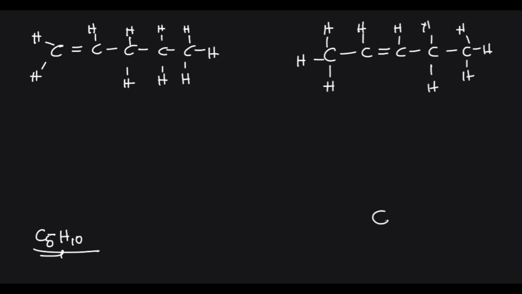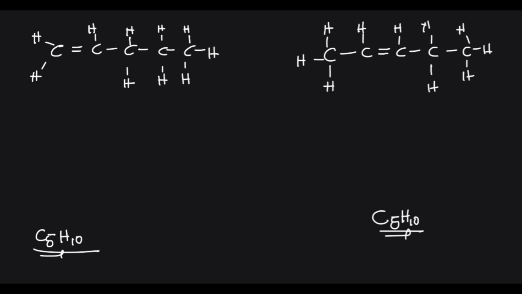Let's check for the other one. So let's count 1, 2, 3, 4, 5. Okay, so we also have 5 carbons here. Then let's count hydrogens. 1, 2, 3, 4, 5, 6, 7, 8, 9, 10. So even there we have 10 atoms of hydrogen. Okay, so these two are isomers since they have the same molecular formula.